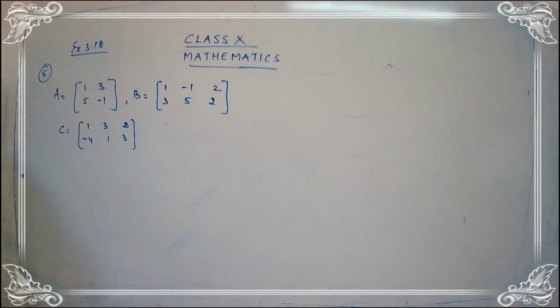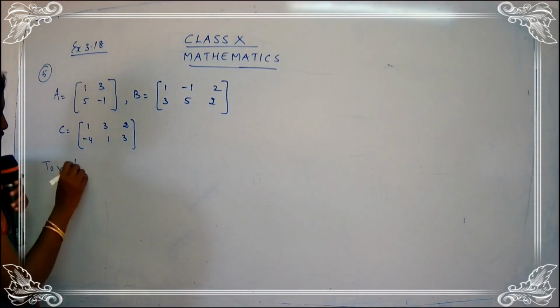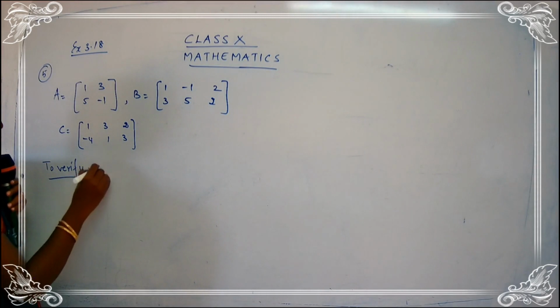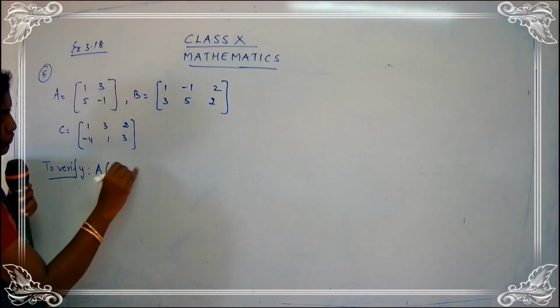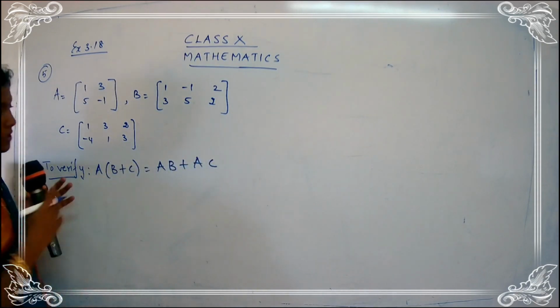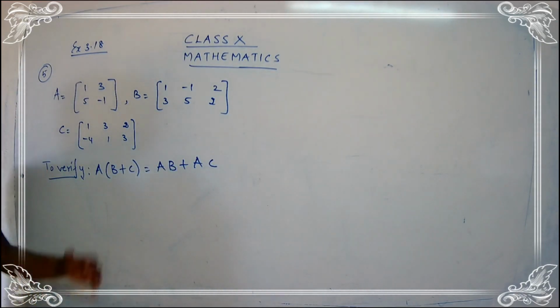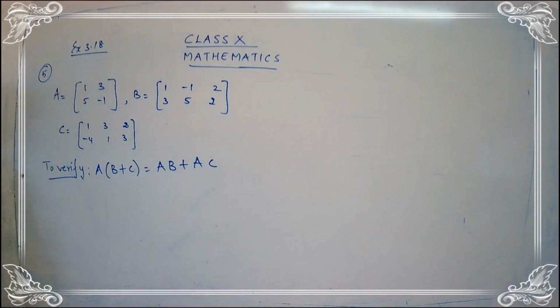So write down here to verify. We are going to start the solution part. So first of all, let's write what to verify here. To verify, A into B plus C is equal to AB plus AC. So we are going to verify this property.